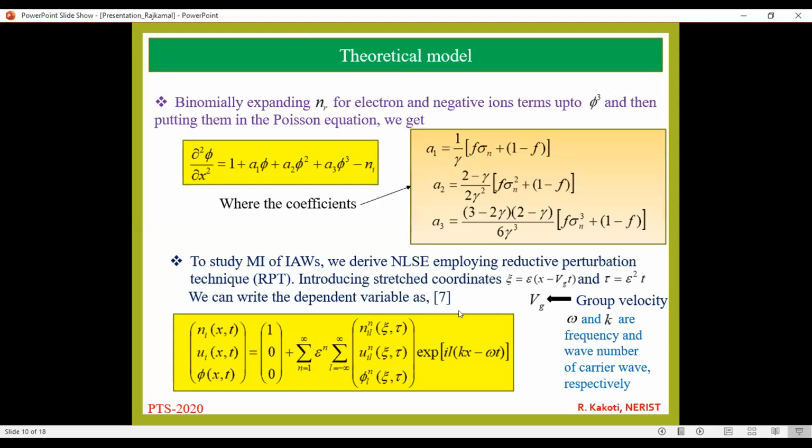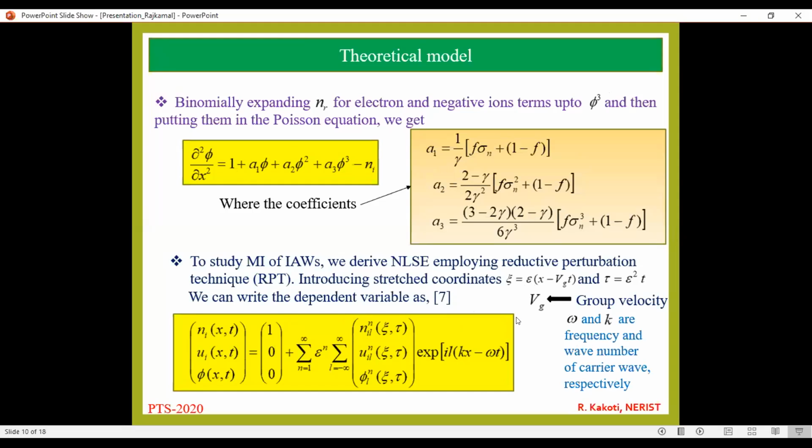Now, following the standard procedure, we introduce the stretched coordinates, and here Vg is the group velocity, omega and k are the frequency and wave number of the carrier waves. Now, the coordinates are transformed like this.